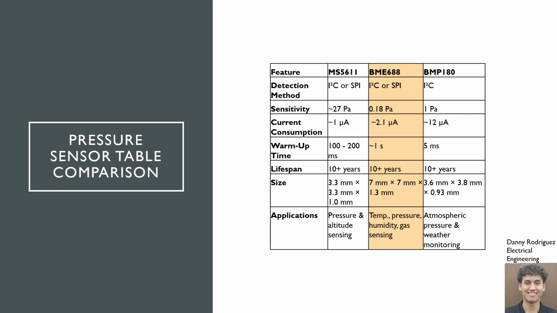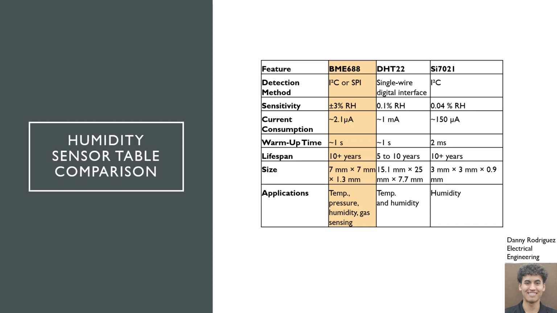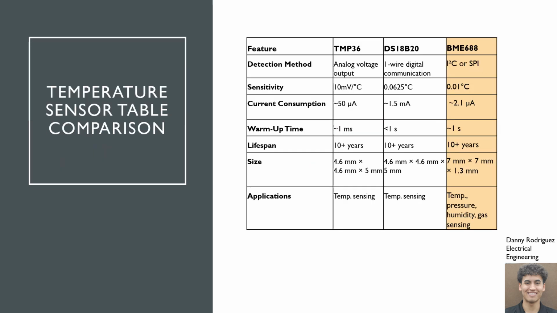Here we have our pressure sensor table comparison. It compares 3 different types of pressure sensors, our MS5611, our BME688, our BMP180. Here we have our humidity sensor comparison table. We are comparing 3 different sensors, the BME688, DHT22, and our SI7021. Here we have our temperature sensor comparison table.